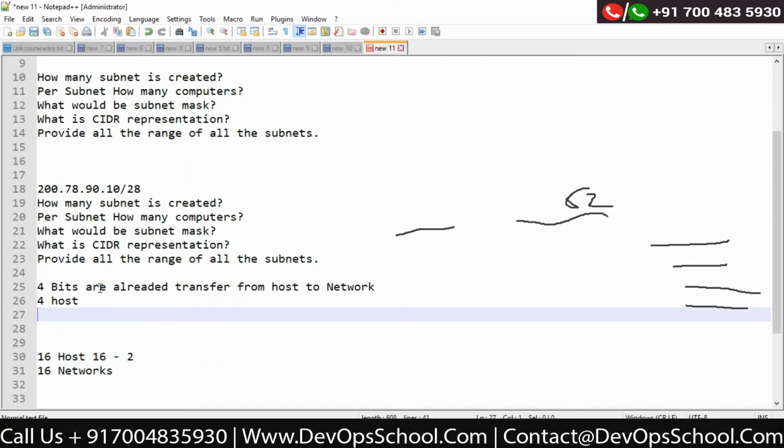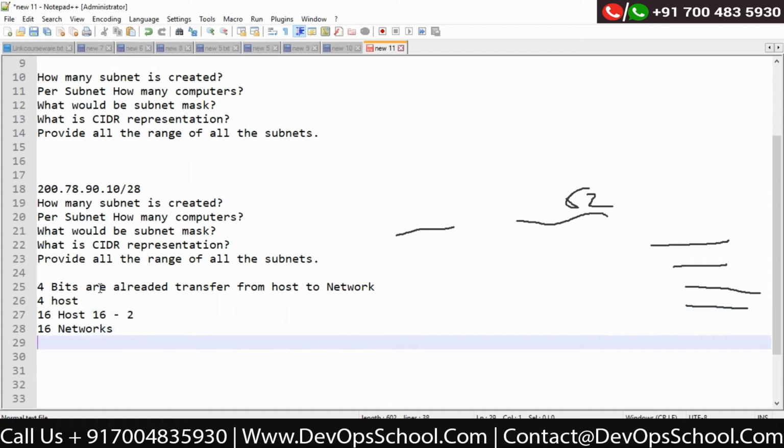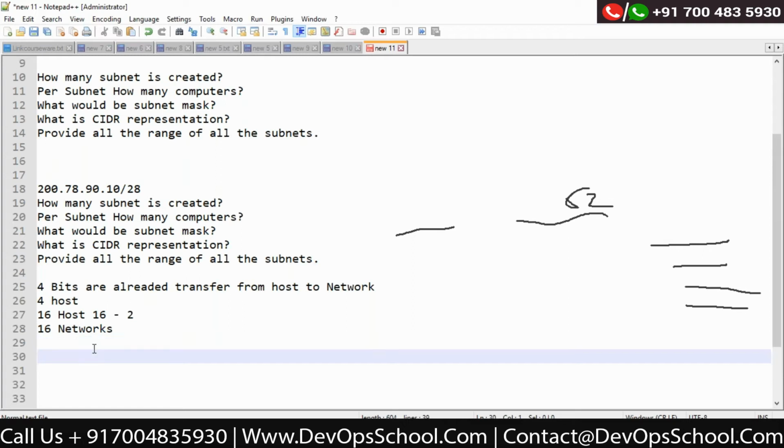Okay. After that, what would be the subnet mask? Now the first 4 bits are transferred. That means it's simply 128 plus 64 plus 32 plus 16. Correct? These are the 4 bits which are actually transferred from host to the network side.